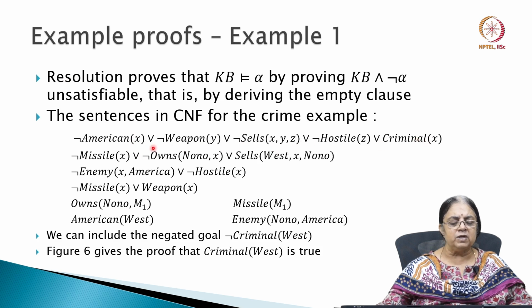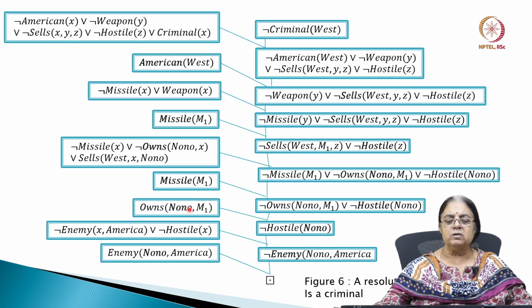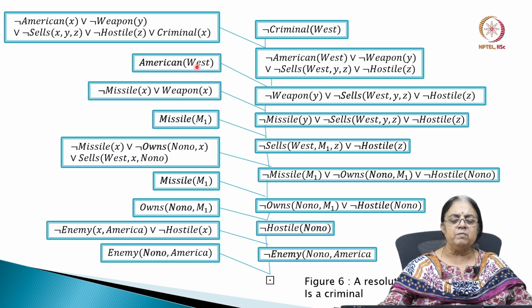That is one of them we have taken, and you can take American West, right? So if you combine these two, then this American X and American West is going to be eliminated because of resolution, and X will be replaced by West in the rest of the sentence. So you are going to get not American West, or not weapon Y, etc. Then this is combined with American West. So when you remove these two, you are going to get not weapon Y, etc.